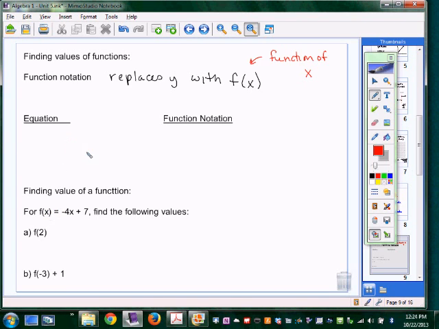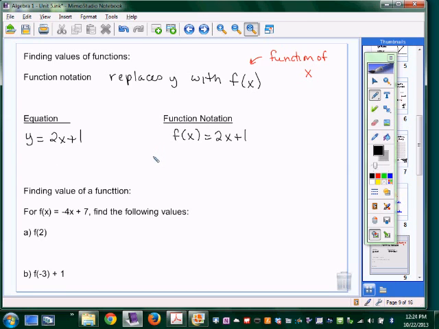So the equation maybe is y equals 2x plus 1. In function notation, it would be f of x is equal to 2x plus 1. So the function is y. Yeah, y and f of x are the same thing. Now, you won't have an equation like 2x plus 3y equals 10 written as 2x plus 3 f of x. It doesn't do that. It's always f of x equals.